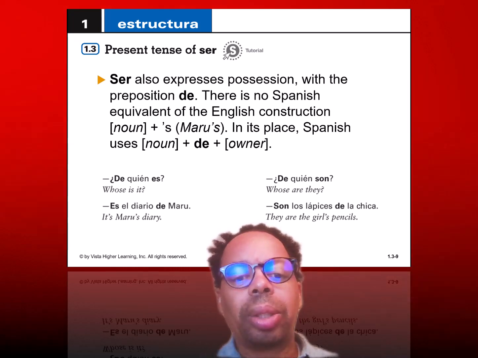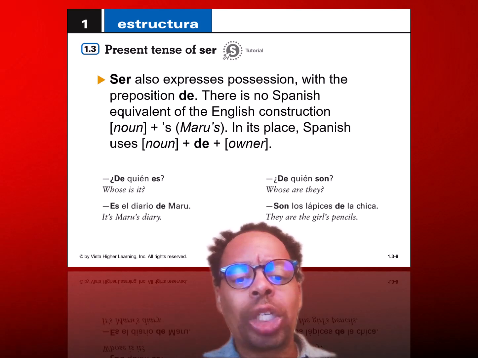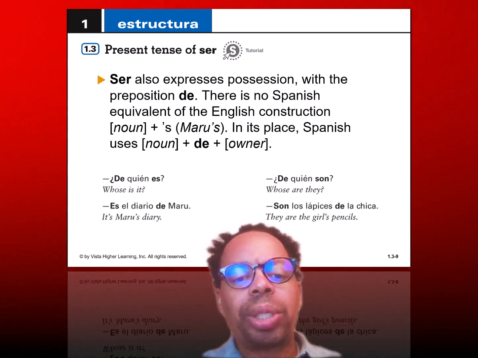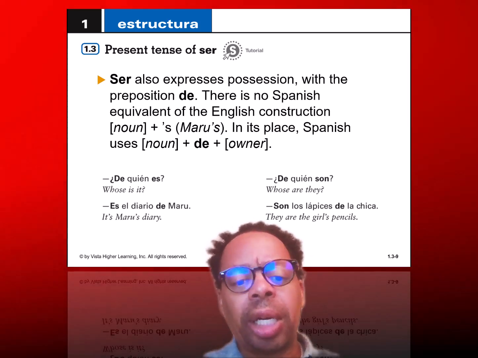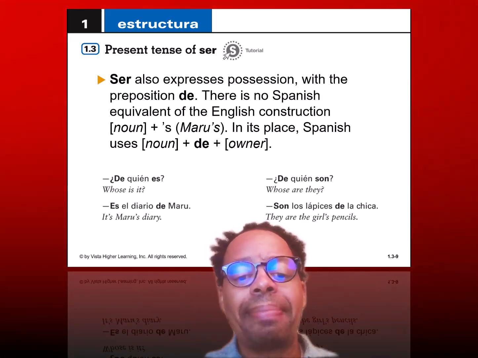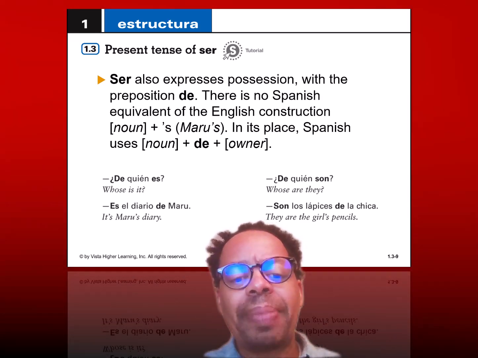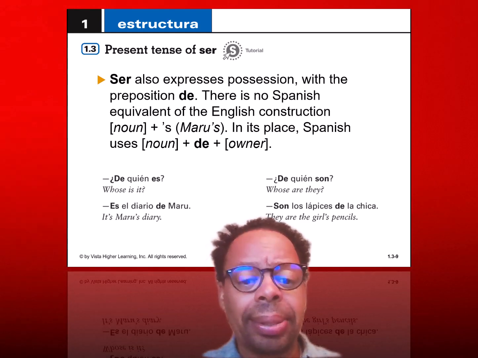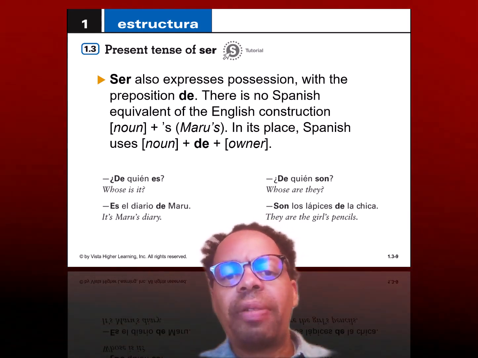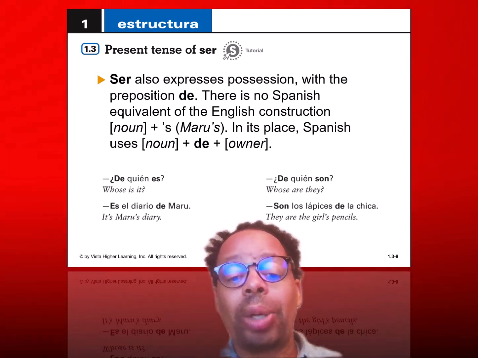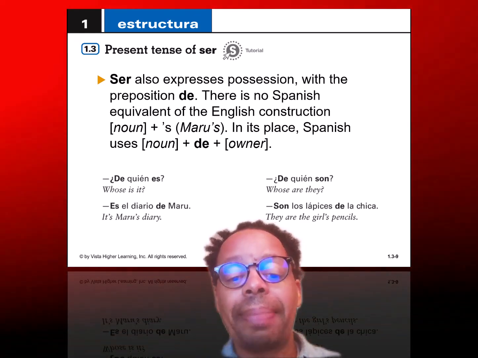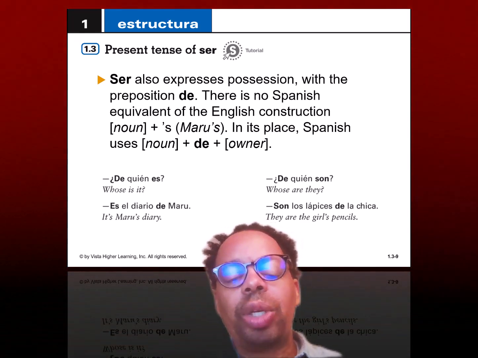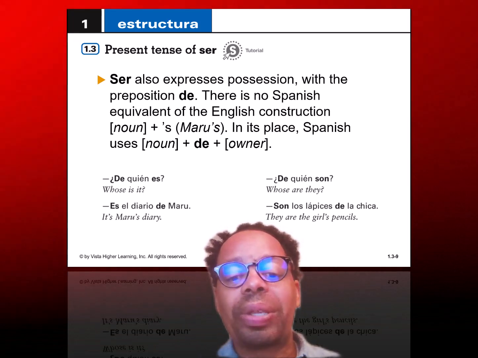¿De quién son? Whose are they? Son los lápices de la chica. Notice that we had to use a plural verb here because we had a plural noun with los lápices, ¿no? Los lápices is the plural form of lápiz, el lápiz, ¿no? So we're using the plural form of this noun, los lápices. In addition, we're using a plural form of the verb ser with son.